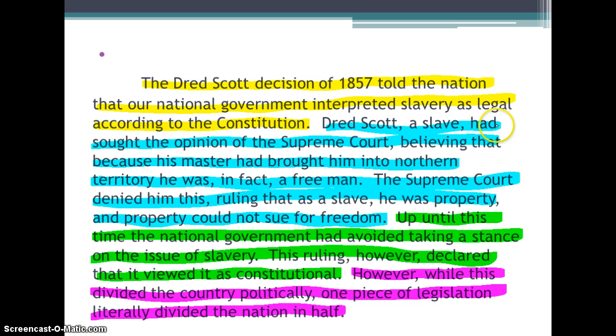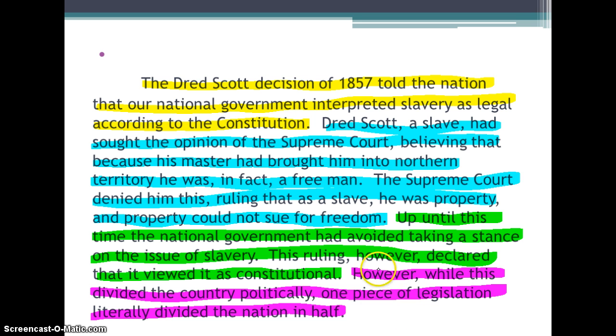Dred Scott, a slave, had sought the opinion of the Supreme Court, believing that because his master had brought him into the Northern Territory, he was, in fact, a free man. The Supreme Court denied him this, ruling that as a slave, he was property, and property could not sue for freedom. Up until this time, the national government had avoided taking a stance on the issue of slavery. This ruling, however, declared that it viewed it as constitutional. I've interpreted why this is such a drastic event. Here's my transition. Next, I'm going to talk about the Missouri Compromise.